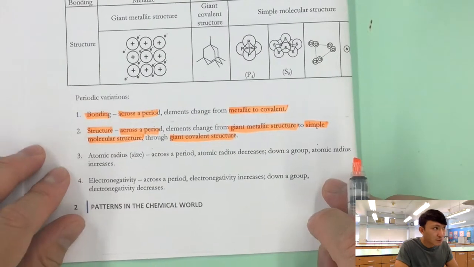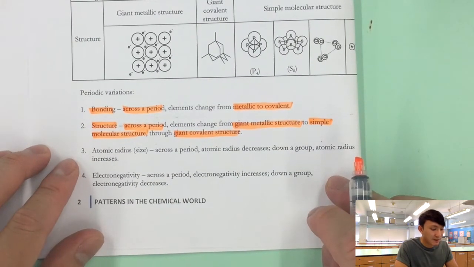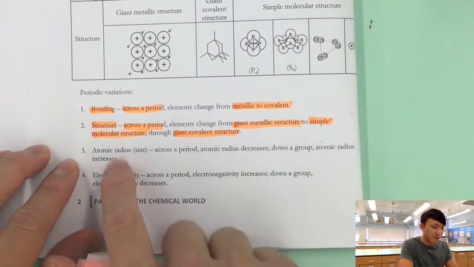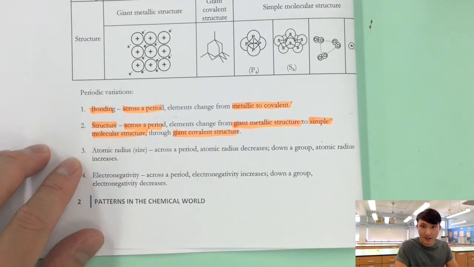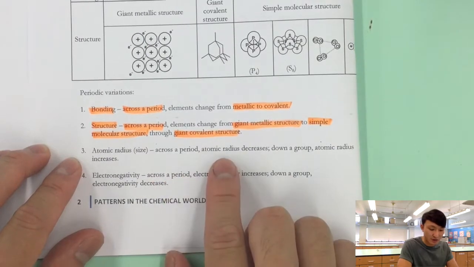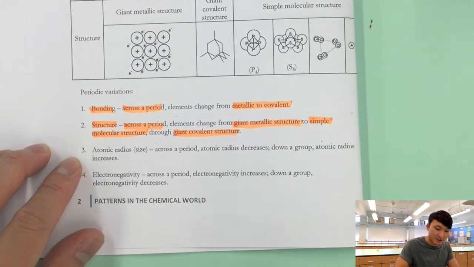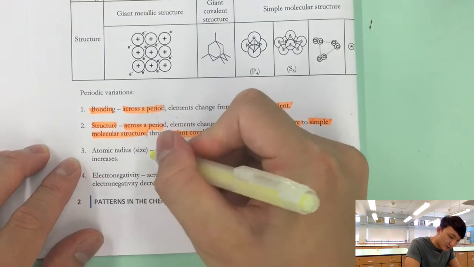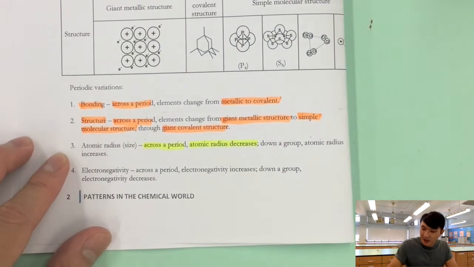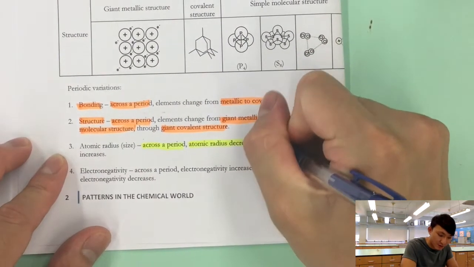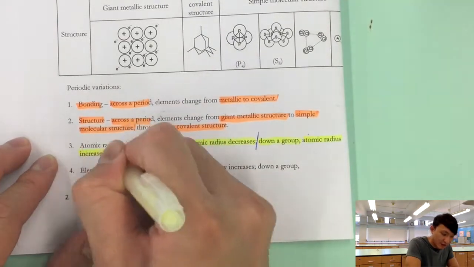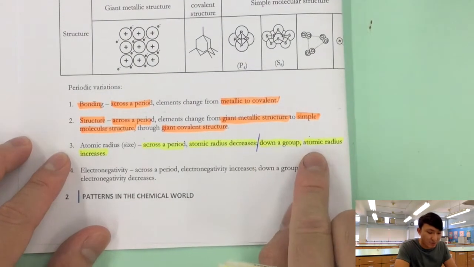Now, number 3 and number 4 here may not be that obvious when we're simply looking at the periodic table. So, first of all, we say that the atomic radius, basically referring to atomic size. Going across the period, the atomic radius will decrease. So, across the period, atomic radius decreases. And down a group, the atomic radius increases.